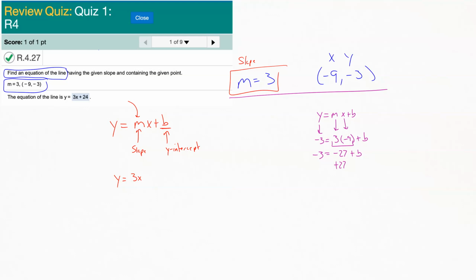So then we just add our 27, and we end up with 24 equals b. So that's the last piece of the puzzle for our equation of a line. So 3x plus 24.